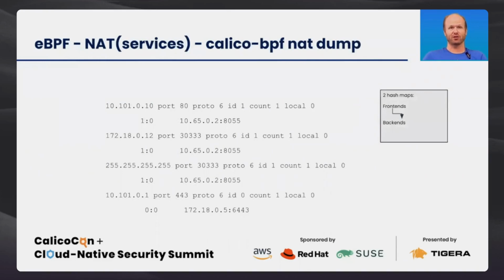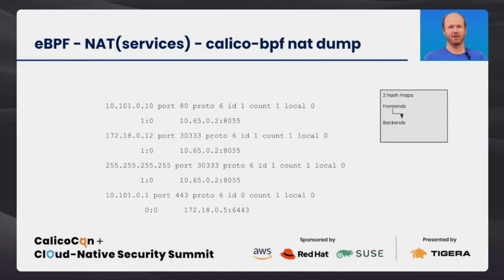The first and probably most important thing is to check how the net and services are programmed. Because if you don't get a connection through a service, you probably want to check whether that is correct. In Calico eBPF, it consists of two maps. There's a map that lists all the front ends, and there's a map that lists all the back ends. And the front ends point to the back ends in the second map.